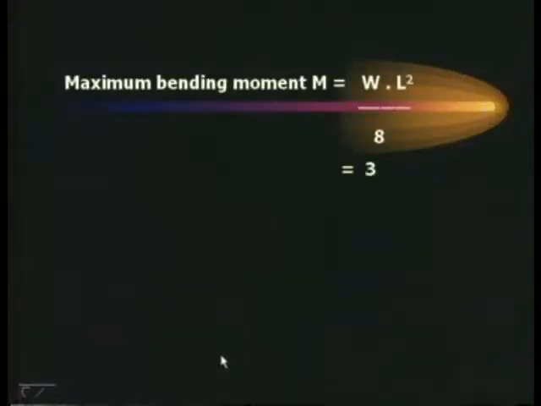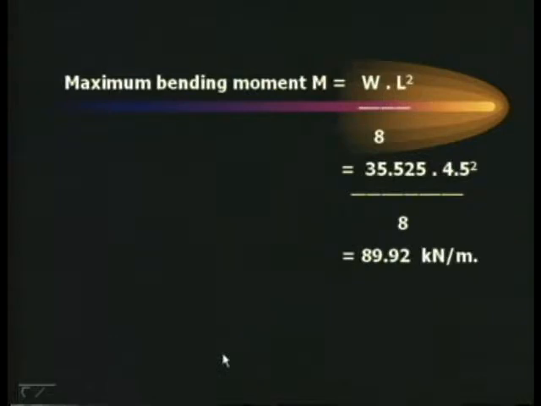And now, what is the maximum bending moment on a simply supported beam? It is WL square by 8, where W is your UDL, or the load per meter run. This into 4.5, the span, square by 8. This comes to, please make a correction, it is kilonewton meter, not per meter, 89.92 kilonewton meter. This is your maximum bending moment which is occurring because of the superimposed load and the self weight.